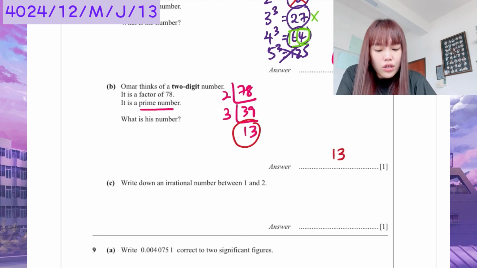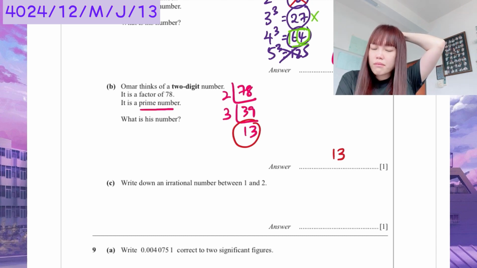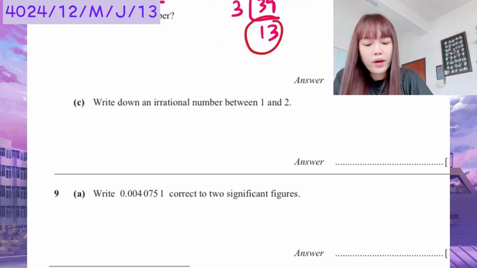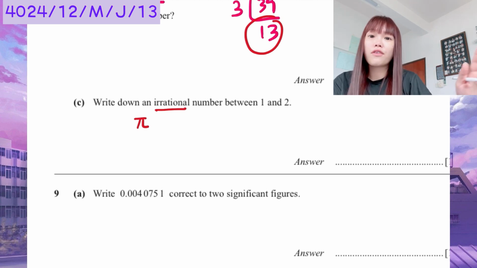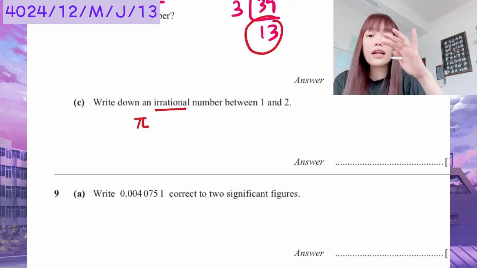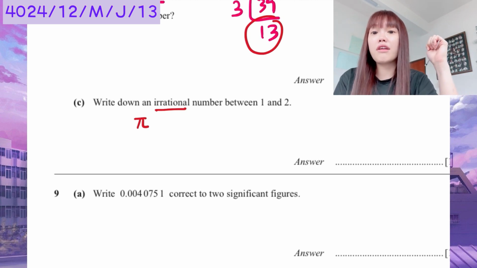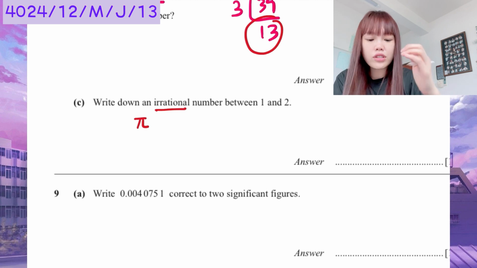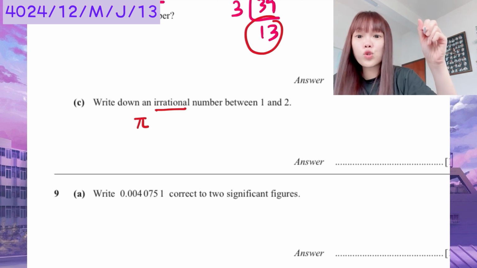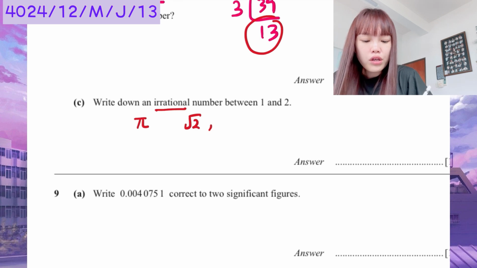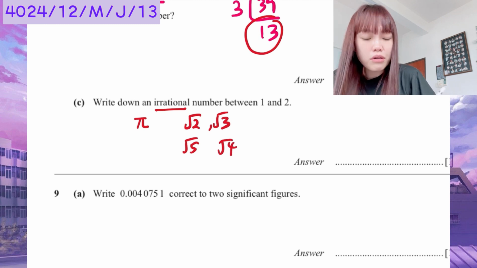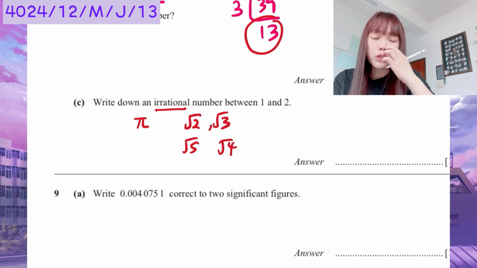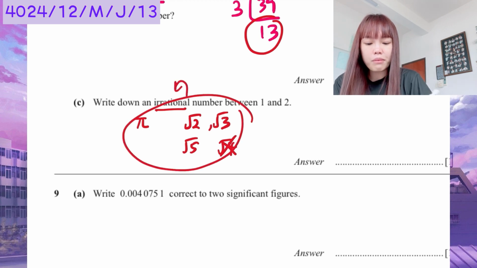Okay. And then write down an irrational number between 1 and 2. Now you need to understand what an irrational number is. I give you an example: pi is an irrational number because it's 3.141 and it's a never-ending number. Another type of irrational number is surds, as in square roots. For example, square root of 2, square root of 3, square root of 5. Square root of 4 is not an irrational number because it becomes 2.